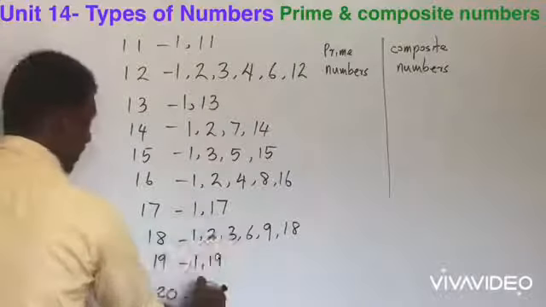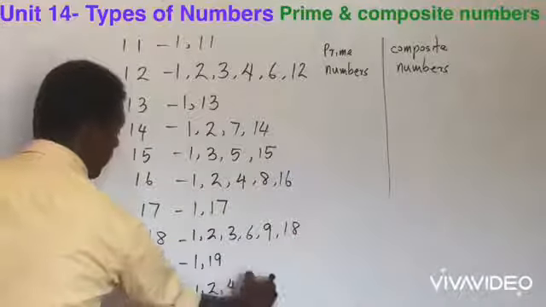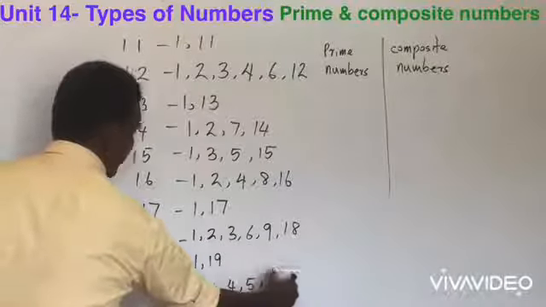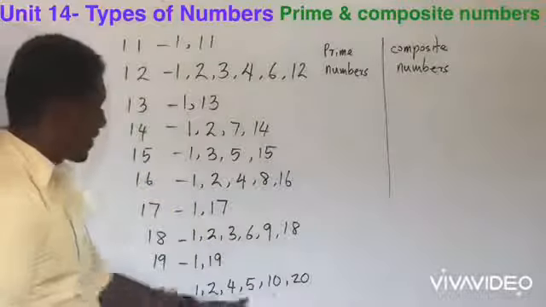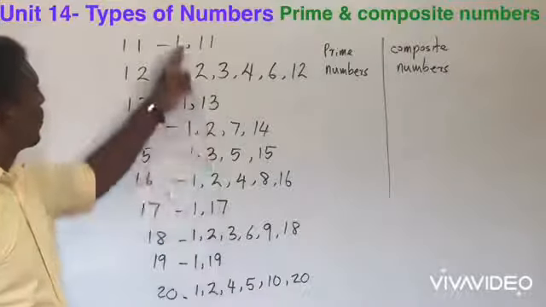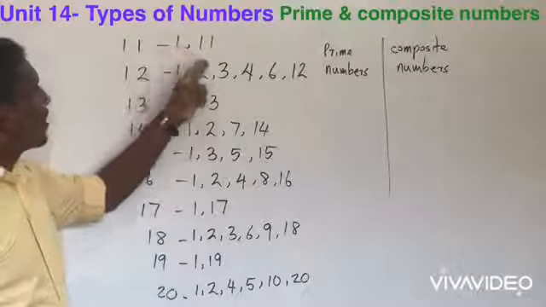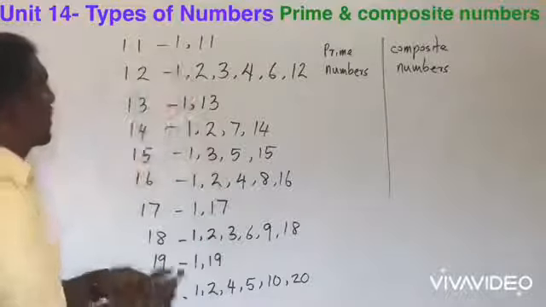Then the factors of 20: it is divisible by 1, then 2, then by 4, and 5, then by 10, and finally 20. These are the factors of 20, right? Now select the numbers with only 2 factors.